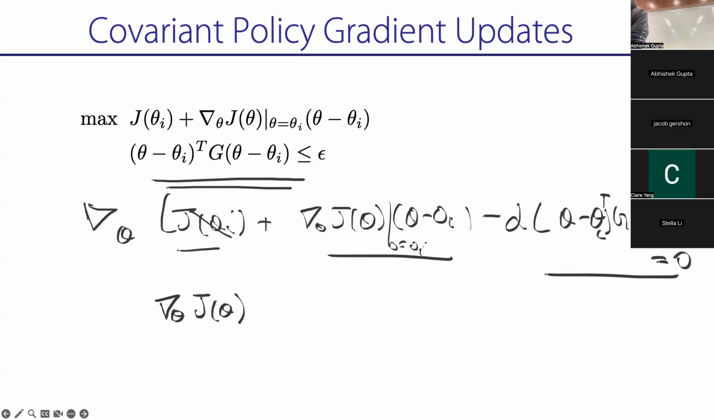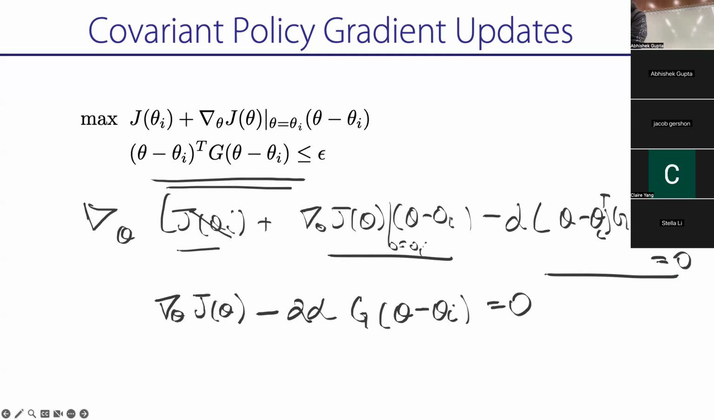One thing I'd recommend, for anyone doing matrix math, there's a thing called the Matrix Cookbook. It's excellent. I just cheat off it all the time. If you ever are confused about matrix identities, the Matrix Cookbook is great. Or ChatGPT, but either of them. So you're going to have 2 alpha G times theta minus theta I is equal to 0.